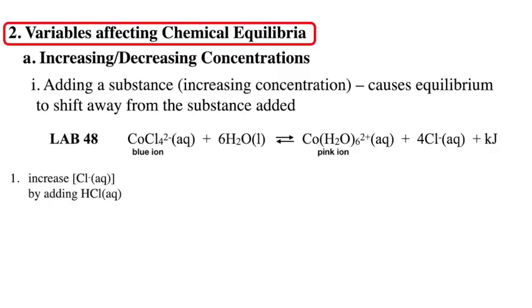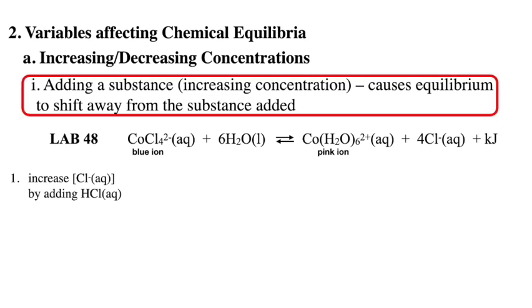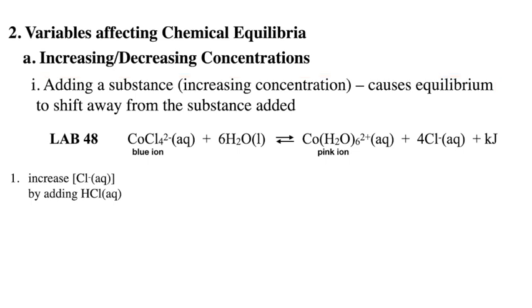Let's take a look at some of the variables that affect an equilibrium system. The first one: what if we increase or decrease concentration? Here's the rule. When we add a substance or we increase concentration, that causes equilibrium to shift away from the substance added. Here's an example.